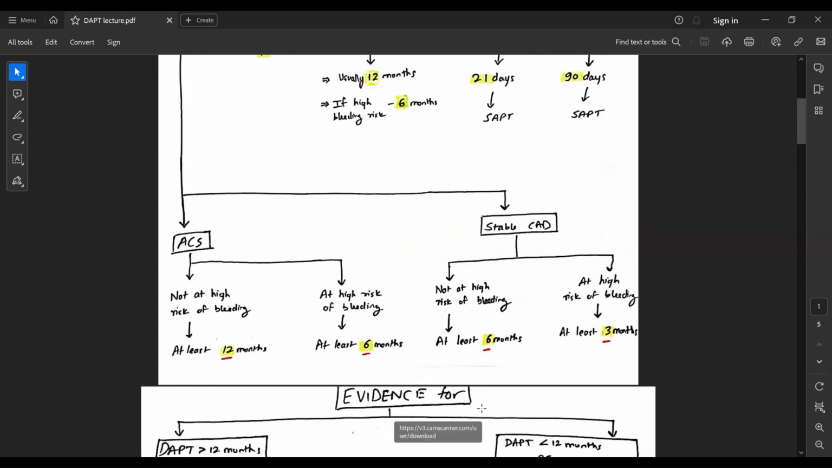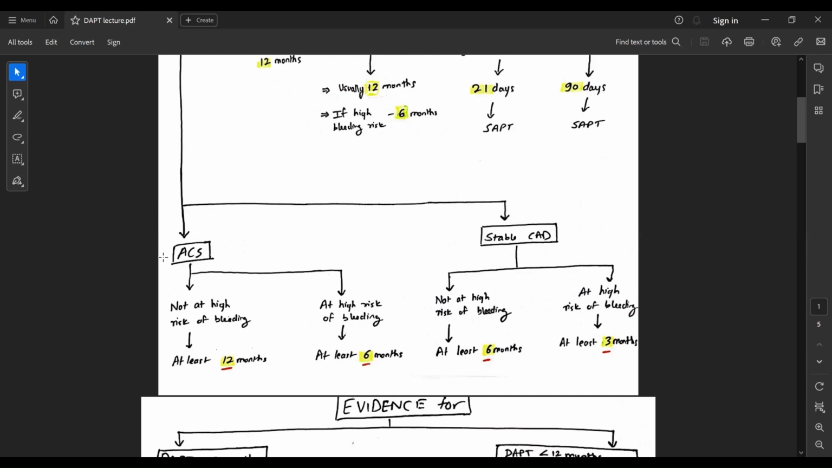Now, when we say that the patient is at high risk of bleeding, there are certain factors that decide if the patient is at high risk of bleeding or not. For example, if the patient has had previous major bleeds in the past, advanced age, patients who are taking oral anticoagulation, taking steroids, taking NSAIDs, if the patient is diabetic, having CKD. In all these cases, if you think that the patient is at very high risk of bleeding, then you will follow these guidelines and give them DAPT for the duration for high risk of bleeding.